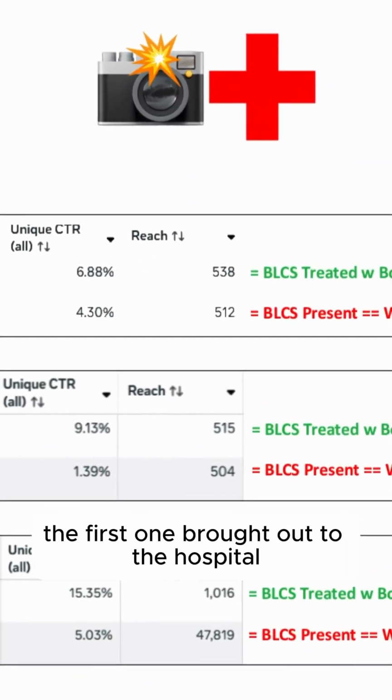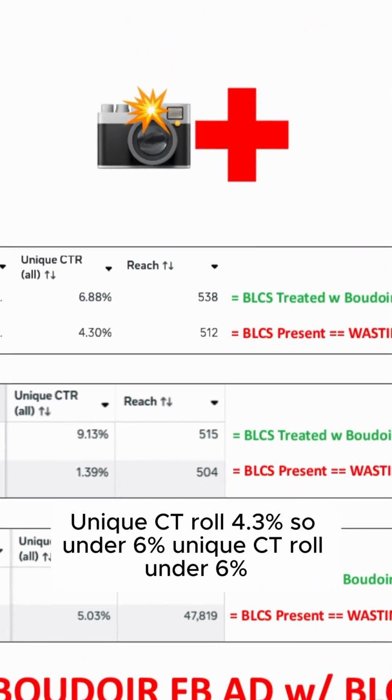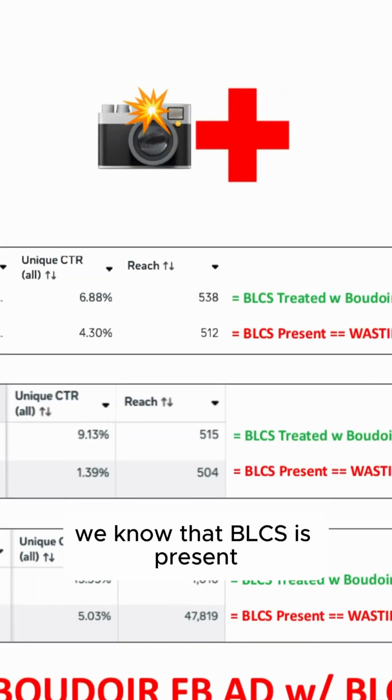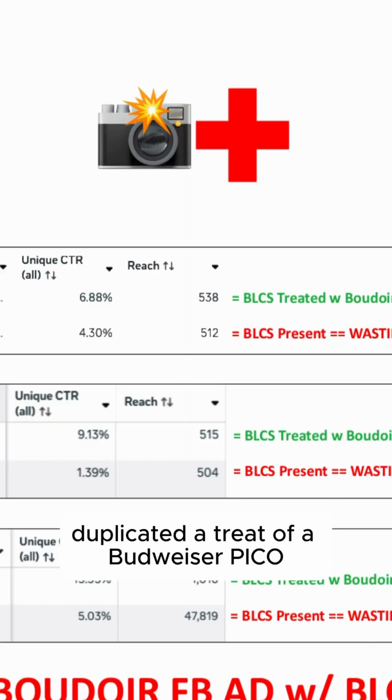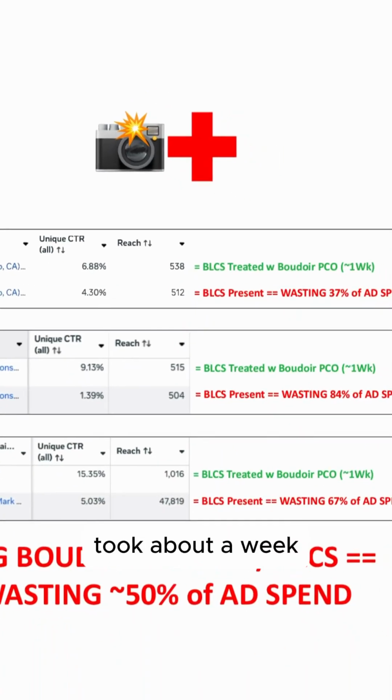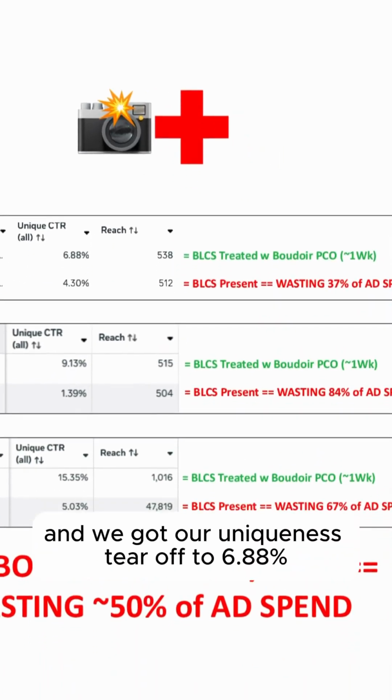Found some boudoir Facebook ads out in the wild. Tested the first one, brought it to the hospital. Unique CTR 4.3%, so under 6%. Unique CTR under 6%, we know that BLCS is present. Now, we duplicated it, treated it with boudoir Pico. Took about a week, and we got our unique CTR up to 6.88%.